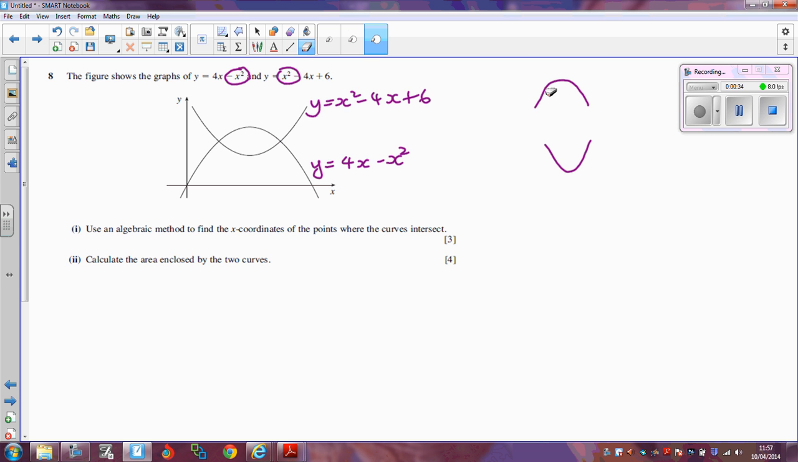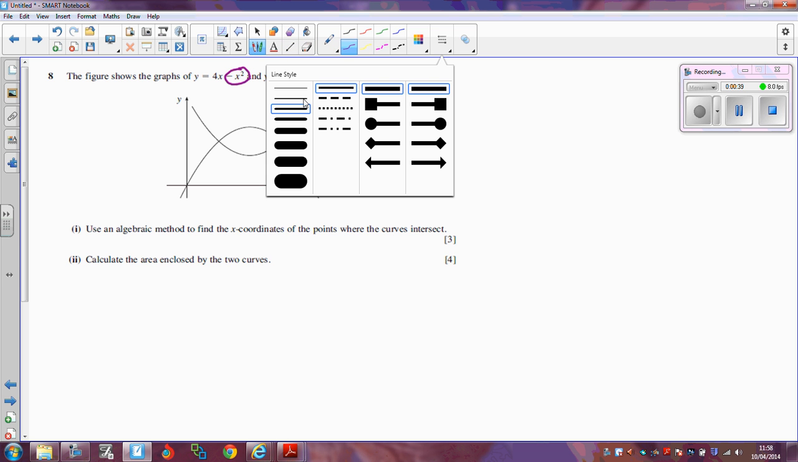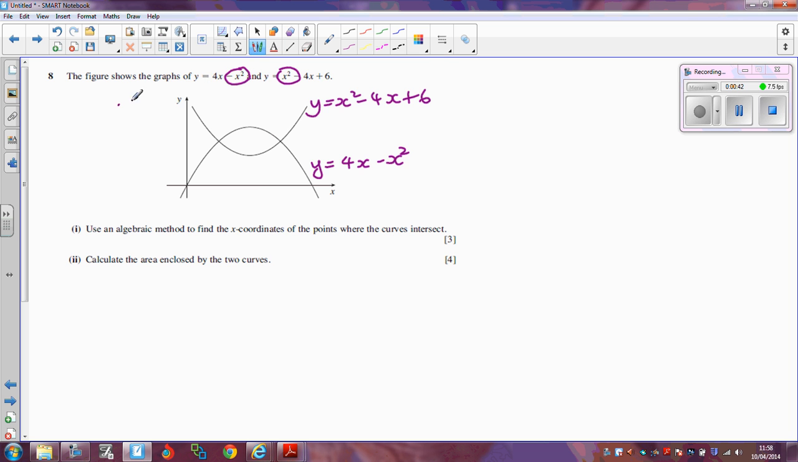Now, to find out where those two curves intersect, we need to solve the two equations simultaneously. In order to do that, I just need to put the two equations together. That's fairly easy to do here because they're both in terms of y, so I can just write that x squared minus 4x plus 6 will equal 4x minus x squared.